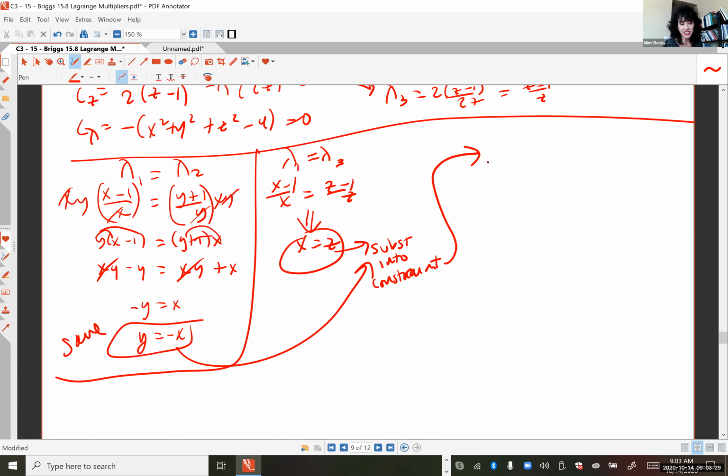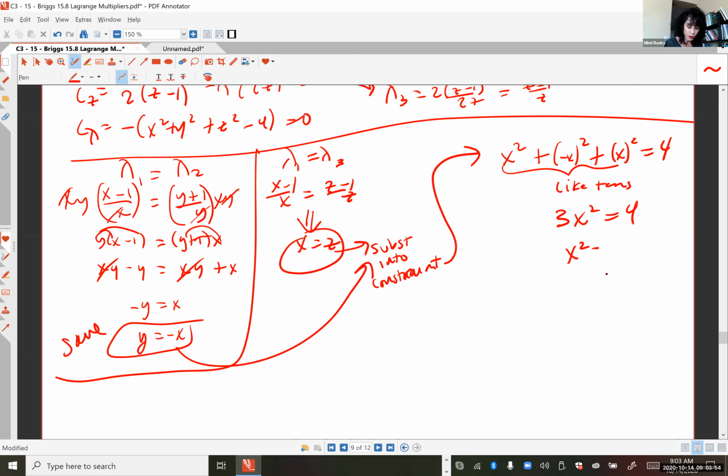So your constraint is just the sphere equation. You're like, oh, how hard could that be? So you're going to go x squared plus y squared, but y is negative x, plus z squared, but z is the same as x, equals 4. And squaring a negative gives you a positive. So these are like terms. And you go ahead and add those terms together. So I get 3x squared is equal to 4. Lovely. And that means x squared is equal to 4/3.